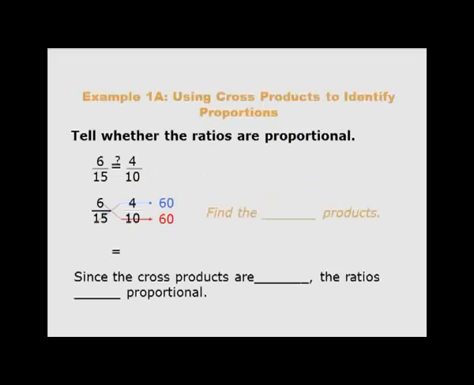Let's look at example 1. Tell whether these ratios are proportional. We're going to say 15 times 4, well 15 times 4 is 60, and 6 times 10, 6 times 10 is 60. We use cross products to find that. And since 60 does equal 60, we know that the cross products are equal. Thus, the ratios are proportionate.